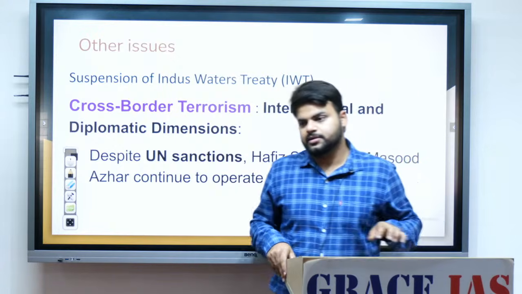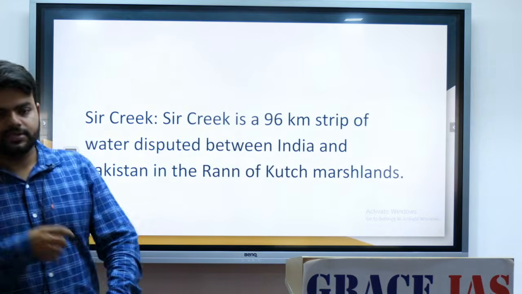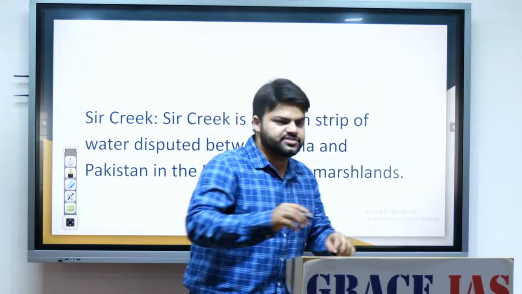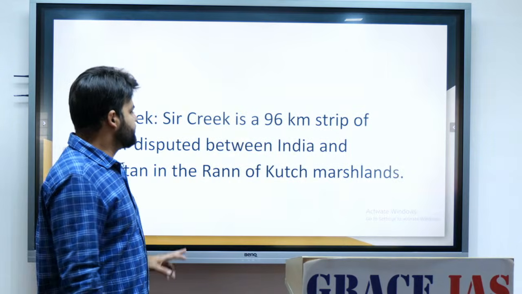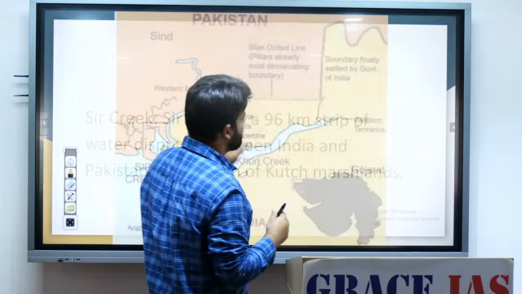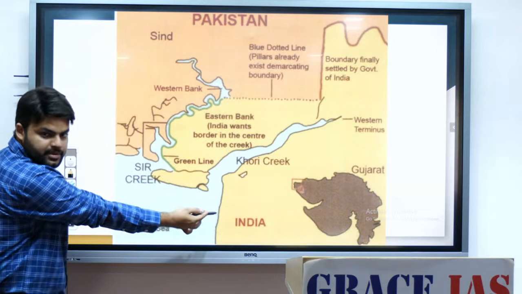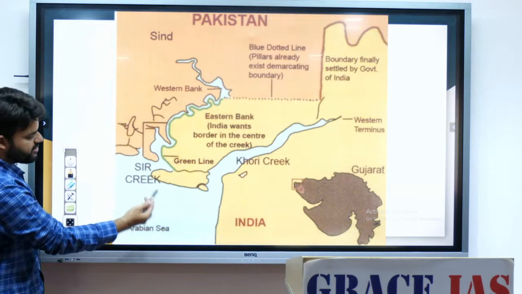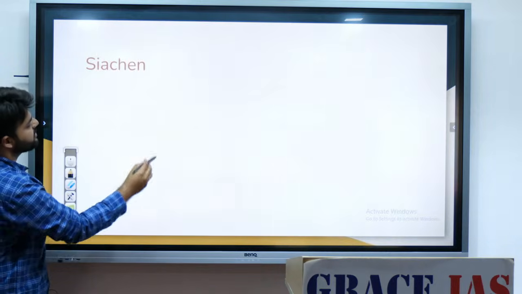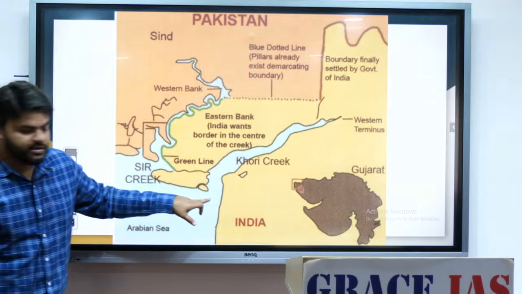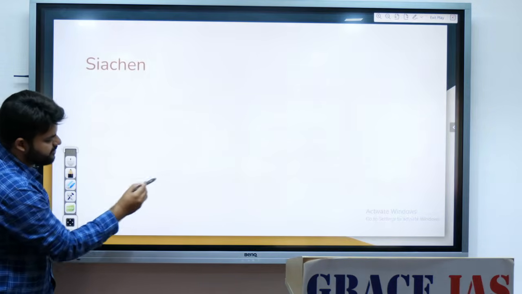Next, Sir Creek issue. Sir Creek issue. This is an issue which is very specific to India and Pakistan. Please look here now. You see this map. This is India. This is the Arabian Sea. This is Pakistan in orange. This strip, it is a 96 kilometer strip over here. This is called Sir Creek. This is totally divided into India's part. This is India's. This is Pakistan. But as far as Sir Creek is concerned, this is disputed.